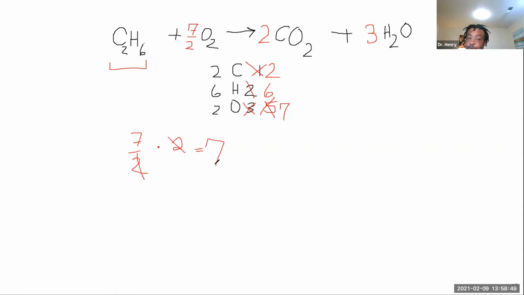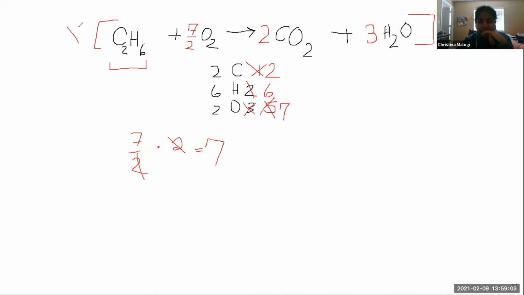Okay, simple. Are we done? No, we're not done. So what do we need to do? Multiply everything by 7? No, by 2. My bad. Multiply it by 2, because we want to get rid of the fraction, right?